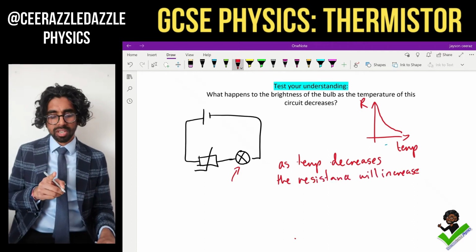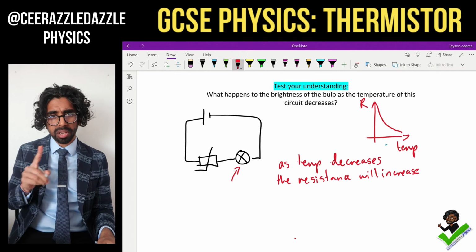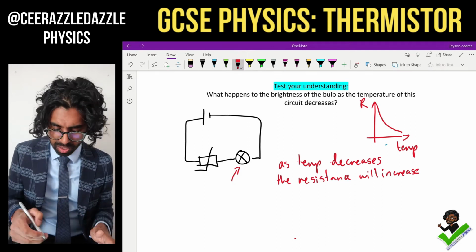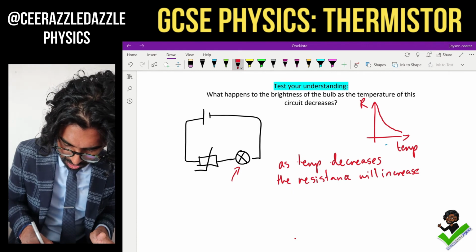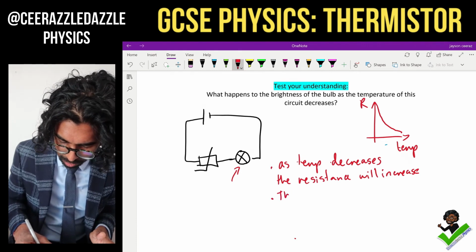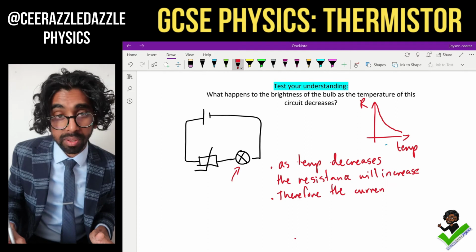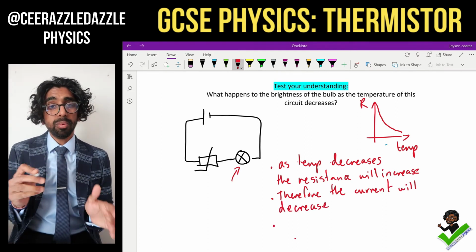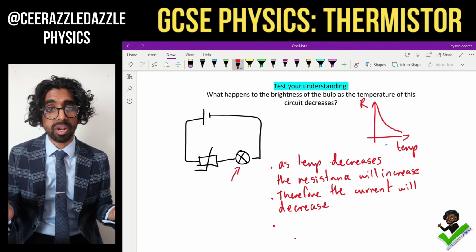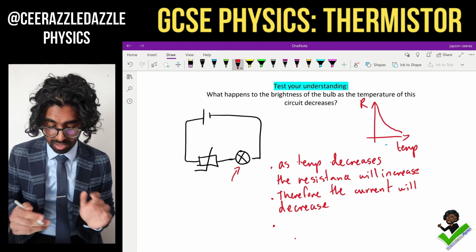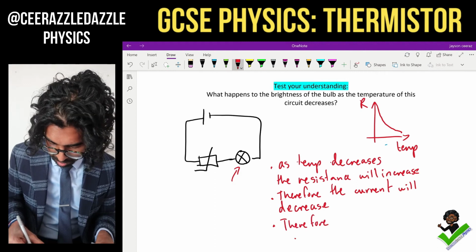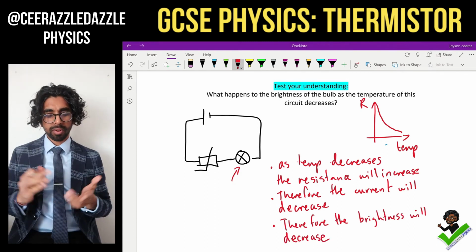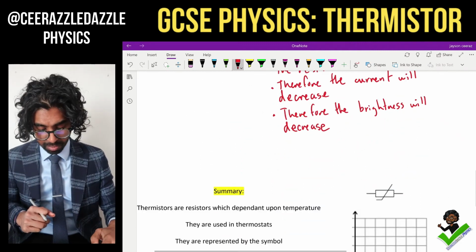But if the resistance increases, what's going to happen to the current in my circuit? If the resistance is high, the current will be low. So therefore the current will decrease. Now, if you've got less current going into your bulb, what's going to happen to the brightness? The brightness will obviously decrease. Simple stuff.